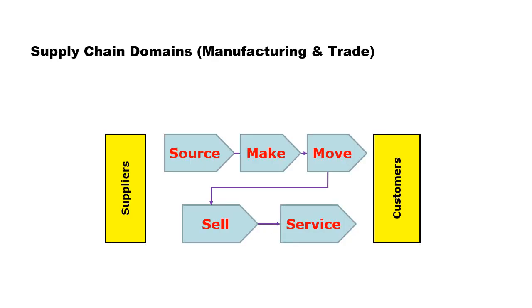Through this simple example, we understand the domains, that is, the functional areas of a supply chain. For larger organizations, the domains are the same, but the operations in each domain can be much more complex. To recap, a company in the manufacturing and trade industries typically has the following domains in supply chains: source, make, move, sell, and service.